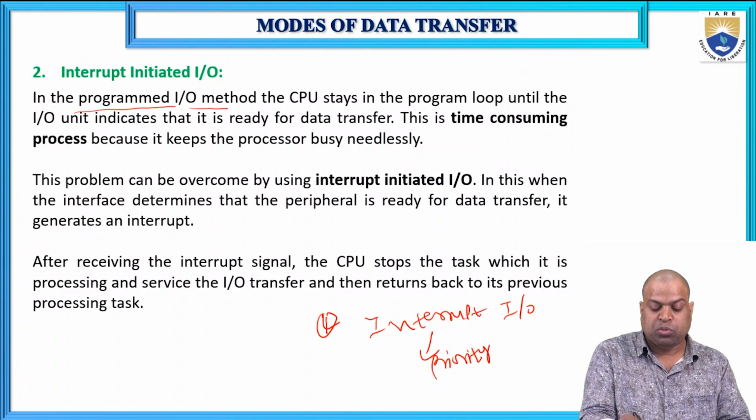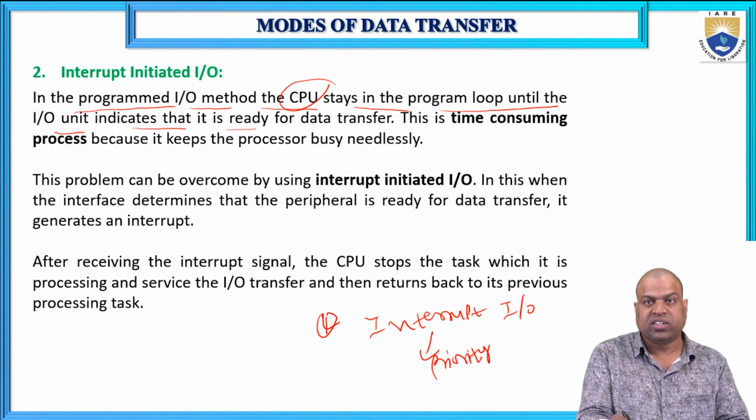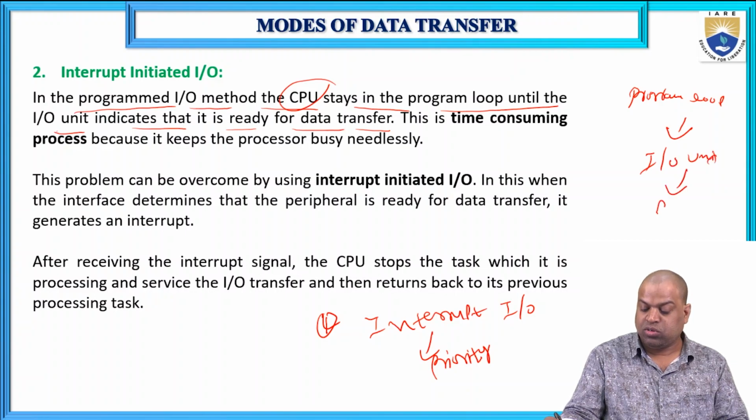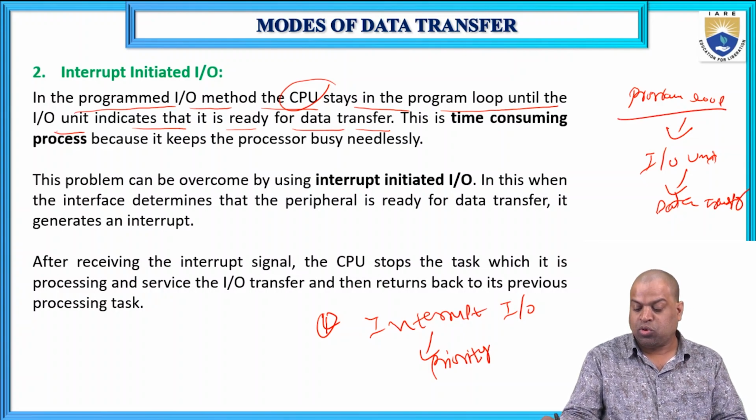So in the programmed input output method, the CPU stays in the program loop until the input output unit indicates that it is ready for data transfer. So when it is in the program loop, the input output unit is indicating that it is ready for data transfer. So the program is executing through the input output and the data transfer is ready for executing. It is a time consuming process because it keeps the processor busy needlessly.